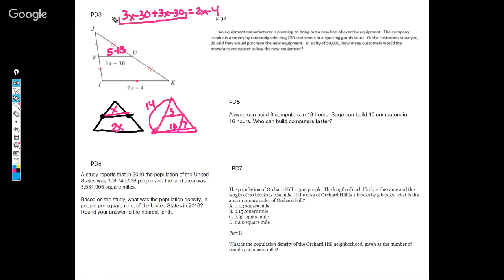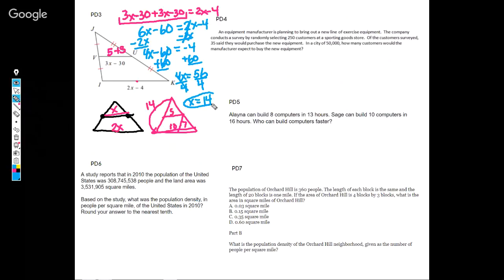So now we're going to do algebra. 3x plus 3x is 6x. 30 and 30 is 60. I'm going to move the 2x over because I'm lazy and I don't like dealing with negative numbers. Then how do I move the 60? Add. And we probably won't hit probability today. We'll hit it on Thursday. So we get x equals 14.